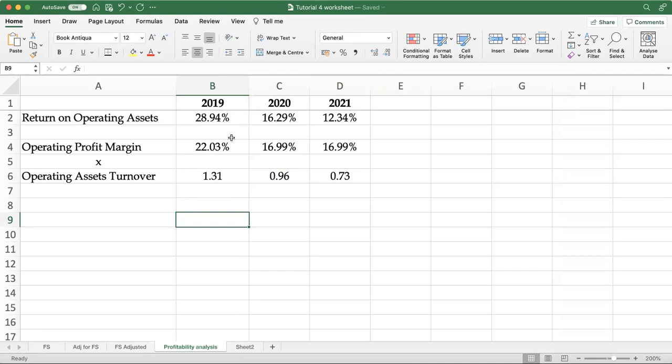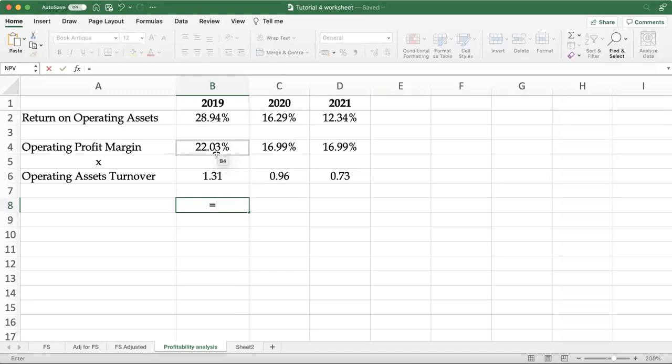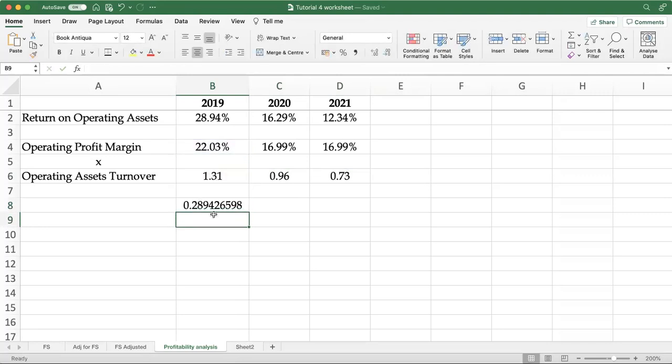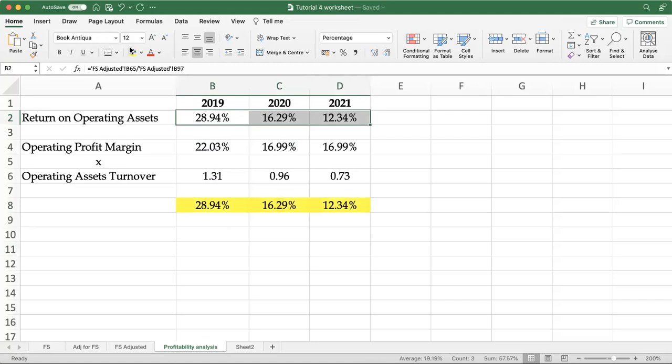Now, if you multiply these two, you get the return on operating assets. Let's see this. Operating profit margin multiplied by operating assets turnover gives you the return on operating assets. Same answers.